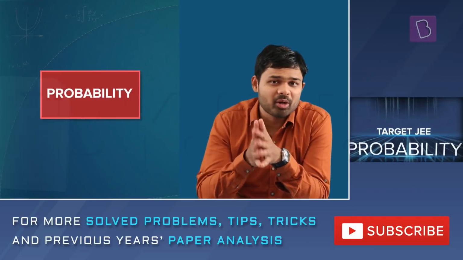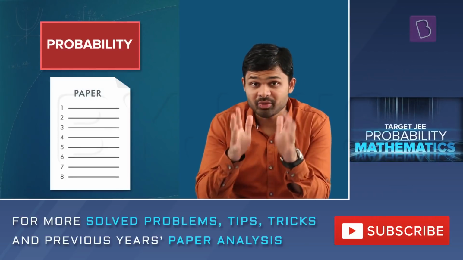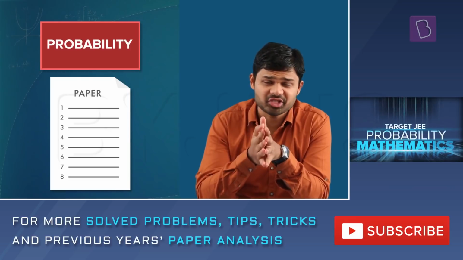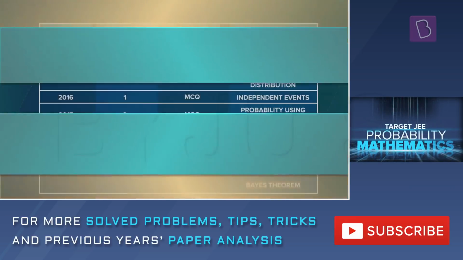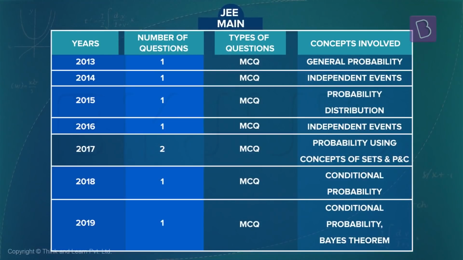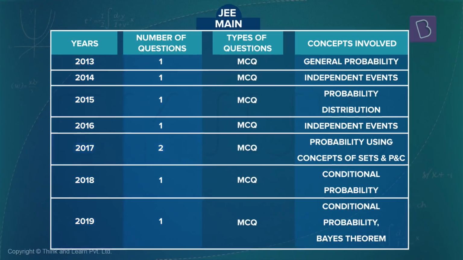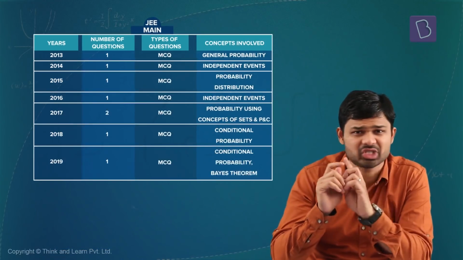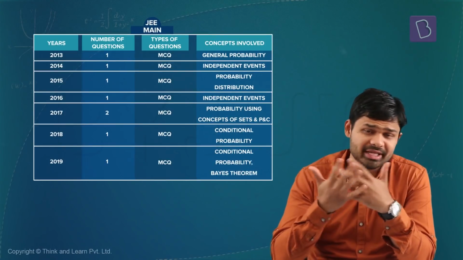So how important is probability from the examination point of view? Well, in fact, probability always fetches questions in the exam. If you look at the main examination, the last 6 or 7 years, every year inevitably one question has come from probability. Year 2017 was a special year because there were some papers where 2 questions came from probability in the examination. Apart from that, every year in every paper there'll be just 1 question from probability.